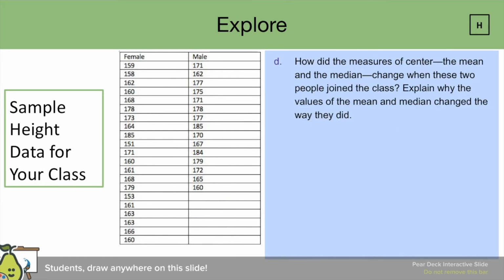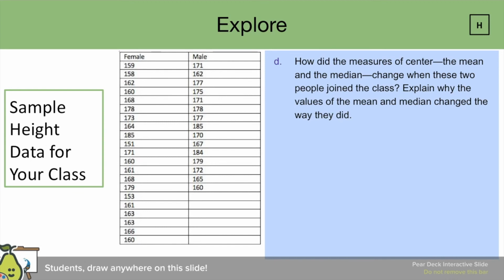For slide H, how did the measures of center, the mean and the median, change when these two people joined the class? Explain why the values of the mean and median changed the way they did. A sample response would be, the new mean is a little higher than the original mean, and the median is unchanged. This is because the height difference between the world's tallest person and the original mean is larger than the difference between the world's smallest person and the original mean. So the new center or balance point is pulled toward the higher end.